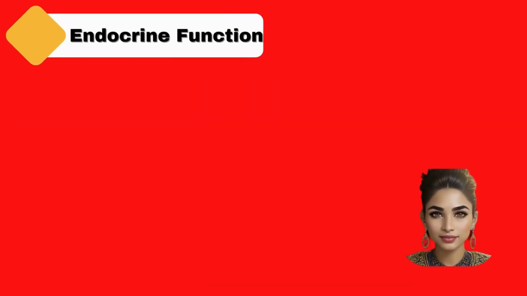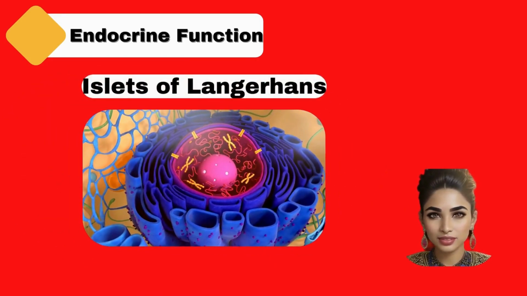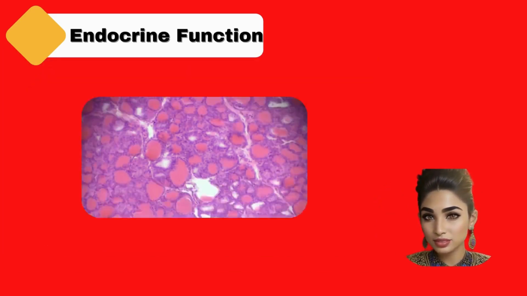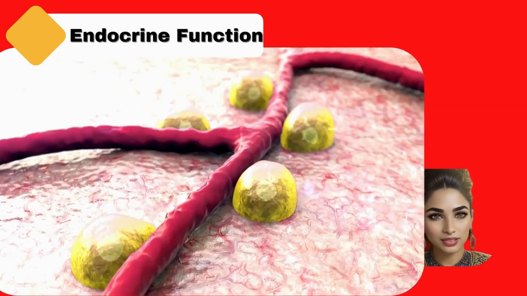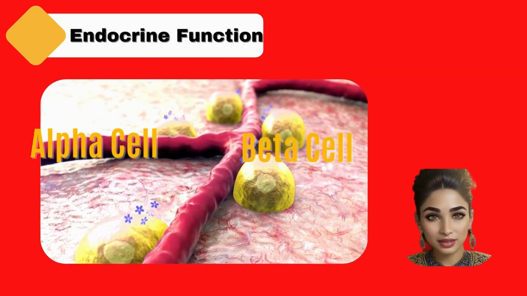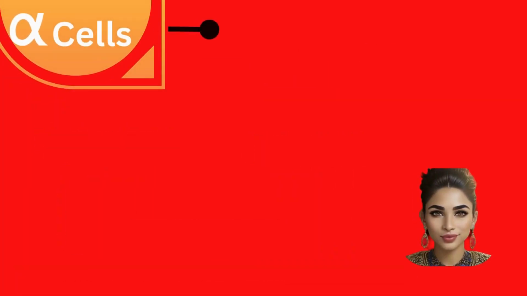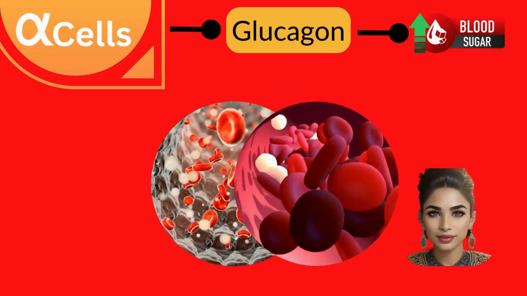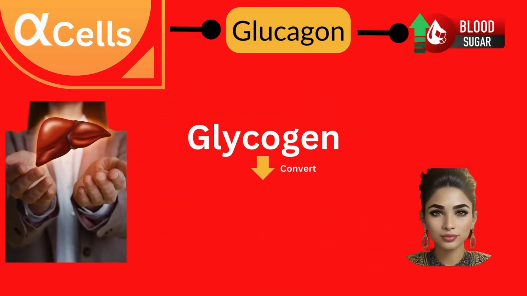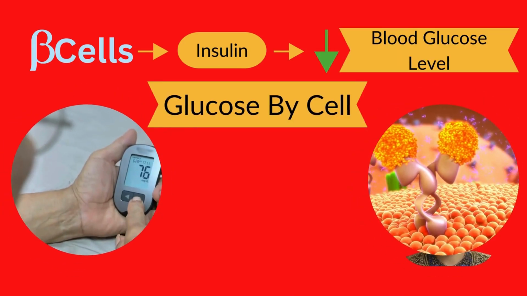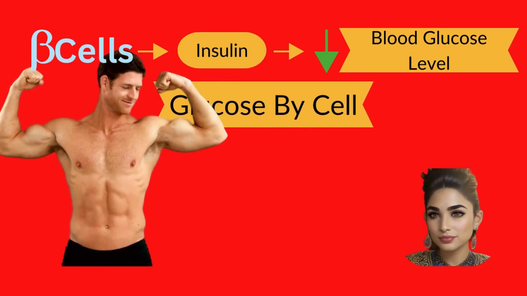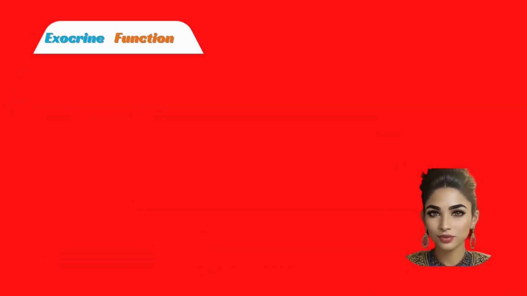Now let's discuss endocrine function. The pancreas contains clusters of cells called the islets of Langerhans, which is the basic unit of cells in the pancreas, and which are responsible for its endocrine function. Within the islets of Langerhans, there are 2 main types of cells called alpha cells and beta cells. Alpha cells secrete glucagon, a hormone that raises blood glucose levels by stimulating the liver to convert glycogen into glucose and release it into the bloodstream. Beta cells secrete insulin, a hormone that lowers blood glucose levels by promoting the uptake of glucose by cells, especially muscle and adipose cells.